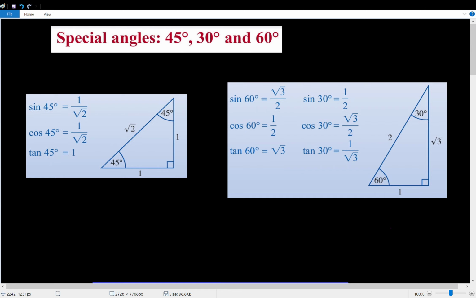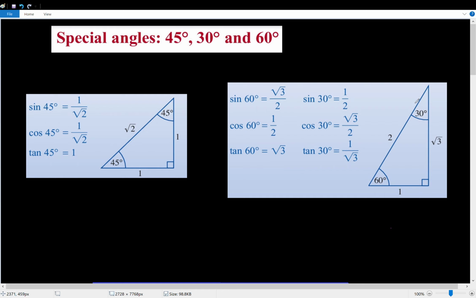So in a situation where you've got a right angle triangle where the two angles other than the right angle are 45 degrees, the sides are going to be in the proportion as shown, 1, 1, and root 2, which means the sine, cos, and tan are going to be as shown there, 1 over root 2, 1 over root 2, and 1.